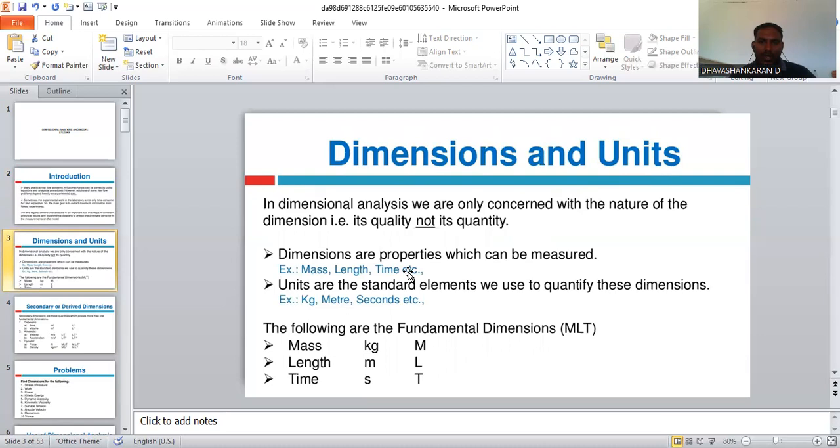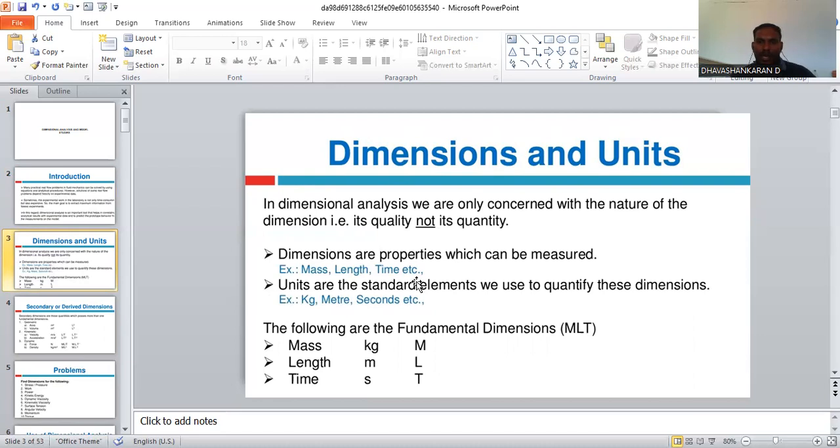Dimensions are the properties which can be measured in mass, length, and time. These three are the basic dimensions, which we call the physical dimensions. These three are used in the upcoming problems. Units are the standard elements we use to quantify these dimensions, in kg, meter, second.